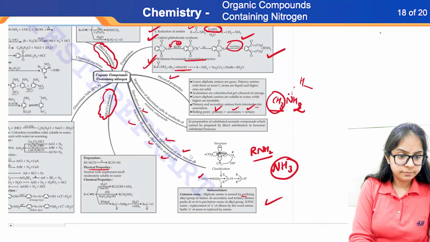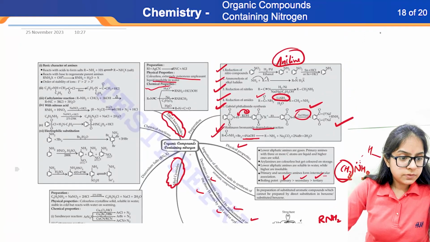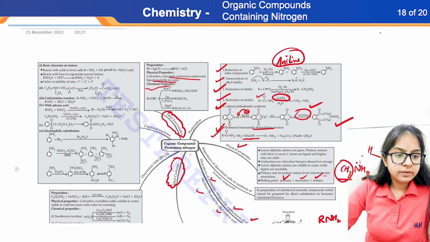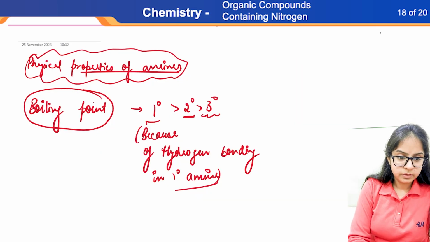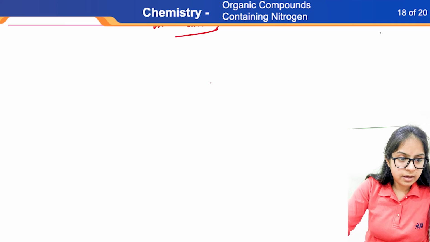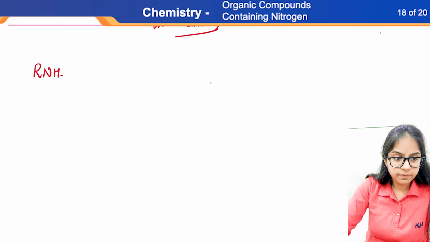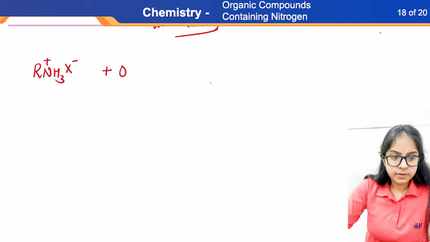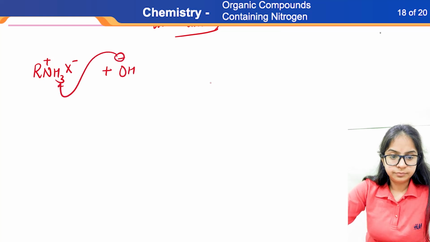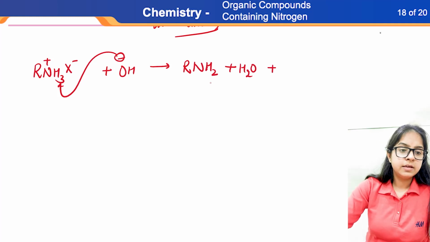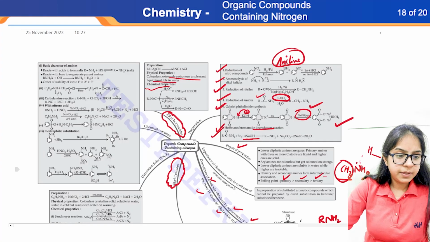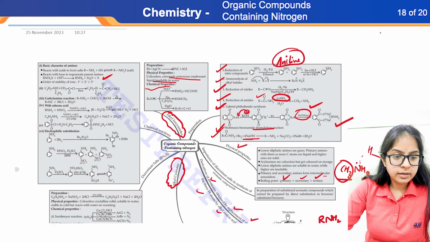Now the next one is: it reacts with base to regenerate the parent amine. It can react again with base. I will show you how. Suppose I have R NH3 positive, X negative. OH negative is going to take up this hydrogen, giving RNH2 plus H2O plus X negative. So this will be the reaction, and you are getting the parent amine again. The order of stability of ions is 1 degree, 2 degree, and 3 degree.